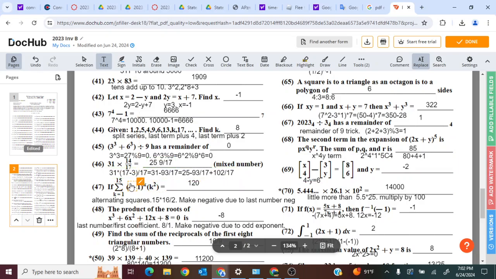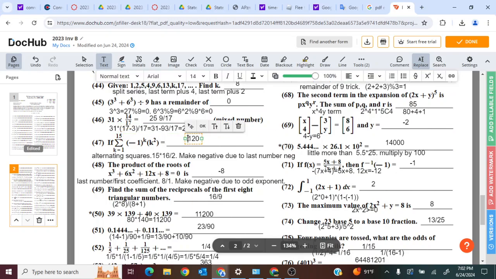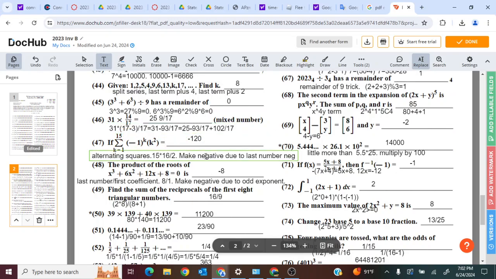15, this is, or it's 47, this is alternating squares. So for alternating squares, you take the last term, 16, multiply by that last term plus 1, and then divide by 2. So 15 times 8 is 120. Oh, I did forget. I told you to make it negative, but then I didn't do it on the answer. Okay, yeah. But because the last number is negative 225, because it's negative 1 to the power of 15, in that case, because of that, the actual answer is negative as well.